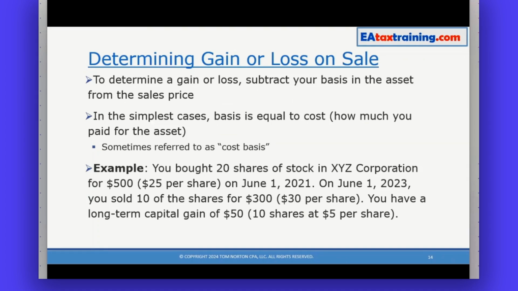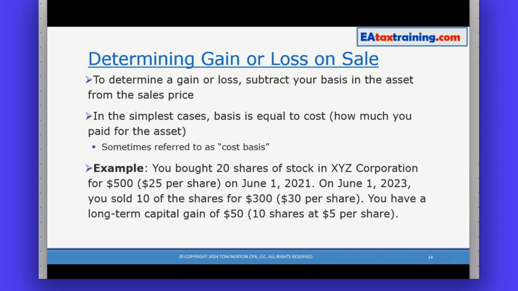It's a very simple concept. You simply subtract your basis or your cost from the amount of the sales price. And that's why it says here, in the simplest cases, your basis is equal to your cost, how much you paid for the asset. So, for example, you bought 20 shares of stock in XYZ Corporation for $500, or $25 per share, on June 1st, 2021. On June 1st, 2023, you sold 10 of those shares for $300, which is $30 per share. You have a long-term capital gain of $50, 10 shares at $5 per share.